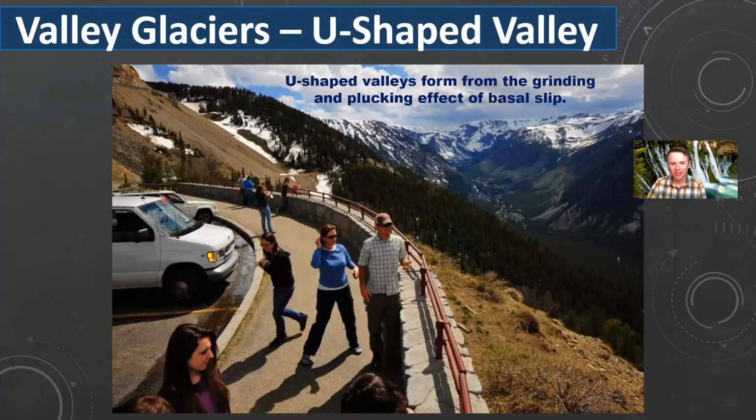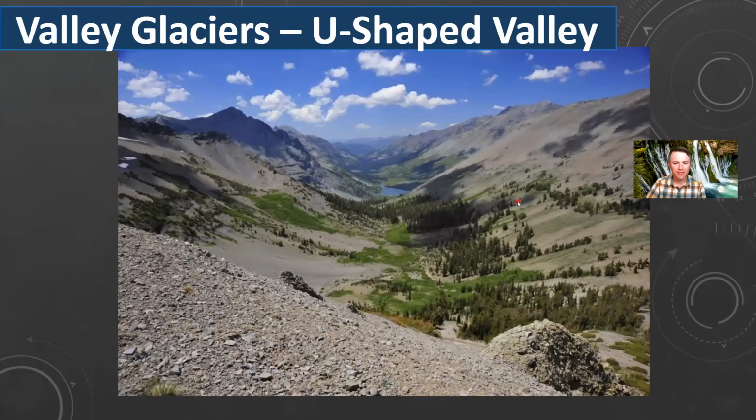And so we went there again about 10 years later or so. And those are the U-shaped valleys. The same place, a little bit more snow there, but those U-shaped valleys were formed from grinding and plucking and that effect of that basal slip as it was going through. All right. So closer to home, here's a very good U-shaped valley up at, this is Kennedy Lake.